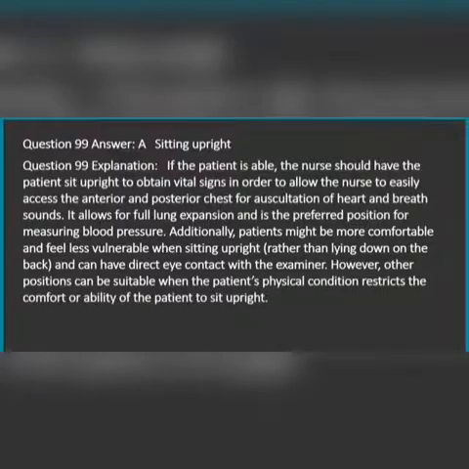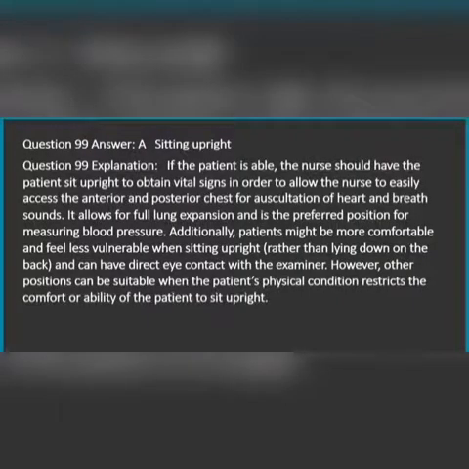Question 99 answer. A. Sitting upright. Question 99 explanation. If the patient is able, the nurse should have the patient sit upright to obtain vital signs in order to allow the nurse to easily access the anterior and posterior chest for auscultation of heart and breath sounds. It allows for full lung expansion and is the preferred position for measuring blood pressure. Additionally, patients might be more comfortable and feel less vulnerable when sitting upright, rather than lying down on the back, and can have direct eye contact with the examiner.